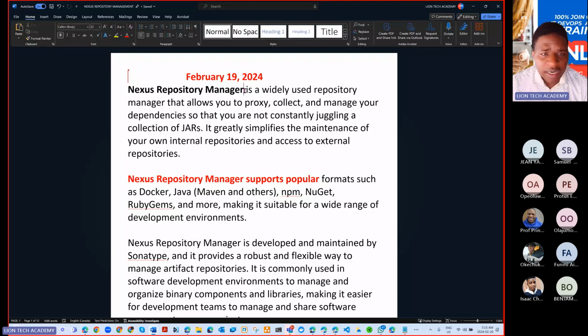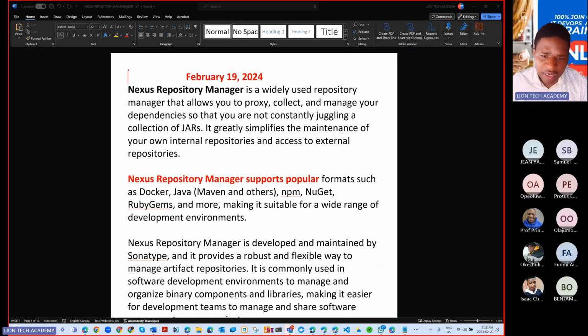So Nexus is a widely used repository that allows us to proxy, collect, and manage dependencies so that you are not constantly juggling a collection of jars. It really simplifies the maintenance of your own internal repositories and access to external repositories. So Nexus is all about artifacts. I hope you understand what we mean by artifacts. So this is what we are talking about.